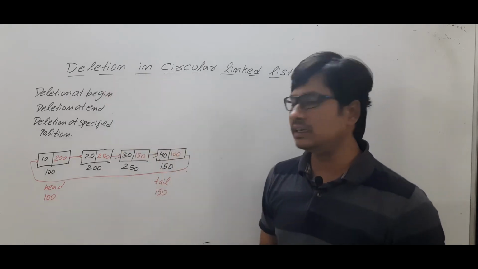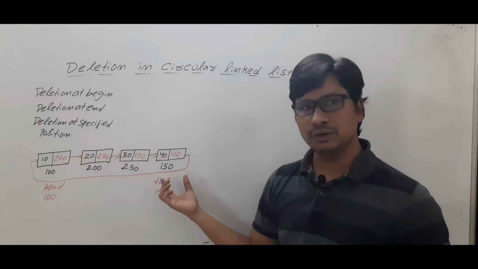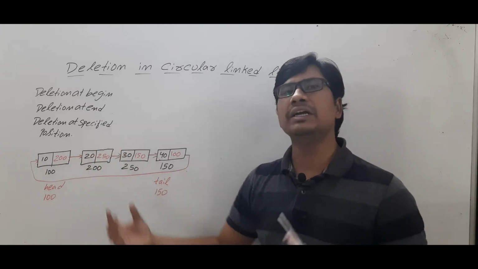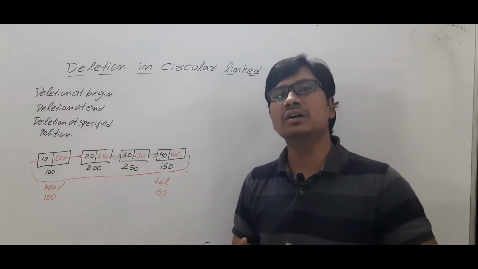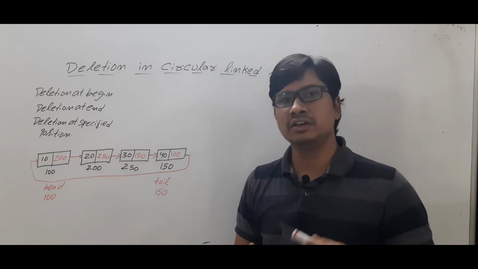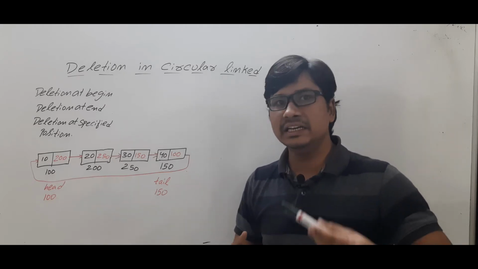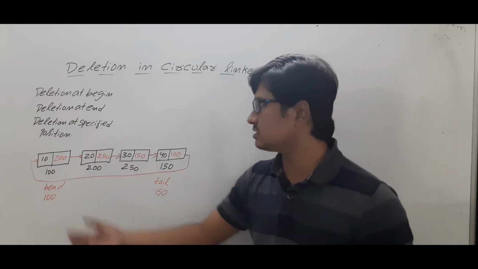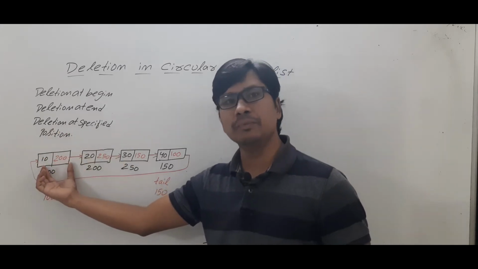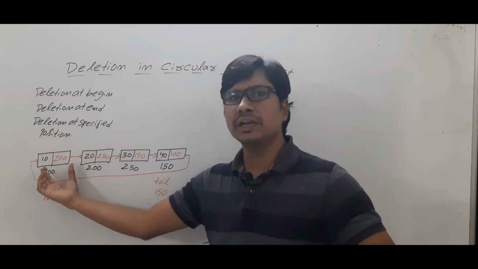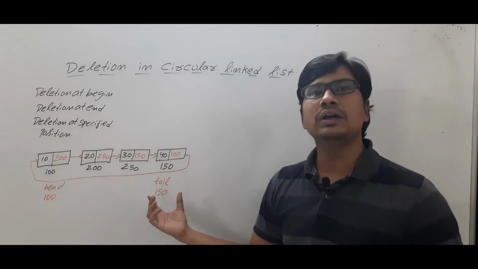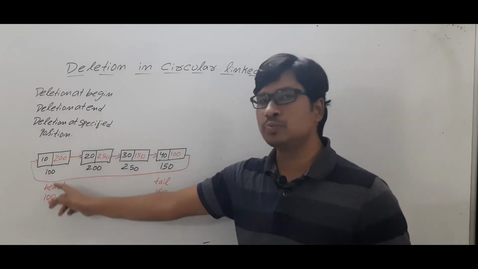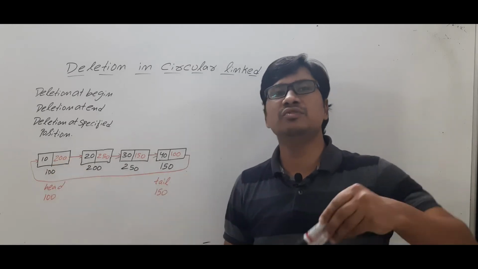Now, what is meant by deletion? We have several nodes. Now we want to delete a particular node. Now, what are the cases or scenarios we can discuss about deleting a node from the circular linked list? One is deleting a node from the beginning. Is it clear? Now you can ask me, sir, it is circular, what is the beginning? The node which is pointed to by the head, we will call it the first node.